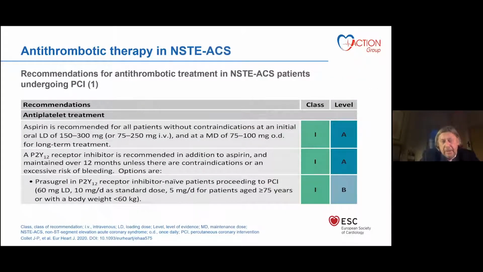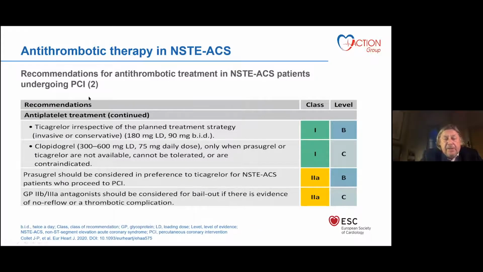Now let's come to the antithrombotic therapy in non-ST elevation ACS, and here the antiplatelet treatment: a clear recommendation 1A for aspirin, and a clear recommendation for a P2Y12 receptor inhibitor in addition to aspirin. Here you can also see that this usually should be given for up to 12 months. And then you can see that prasugrel now seems to have a better recommendation than ticagrelor. I come to this in a minute.